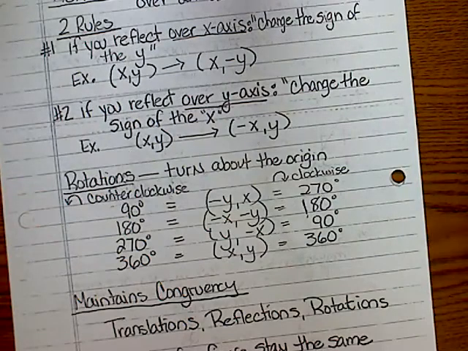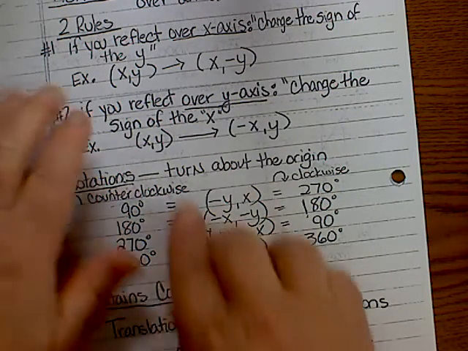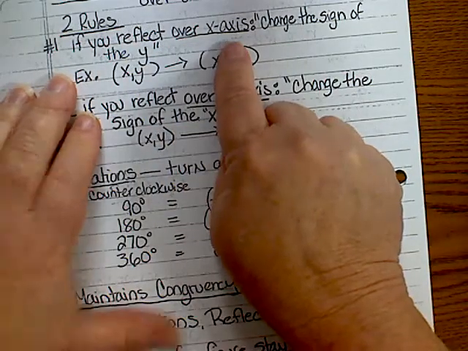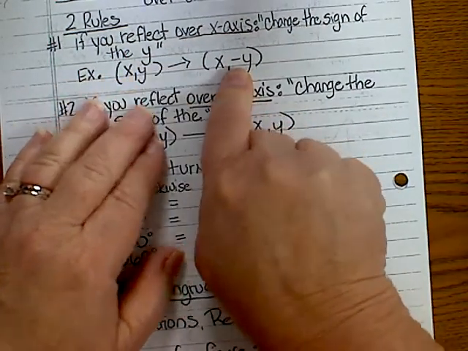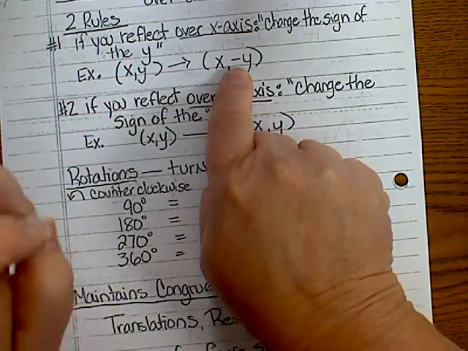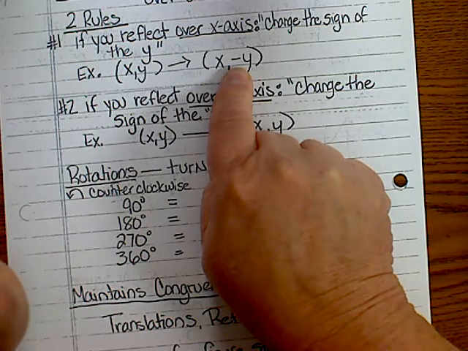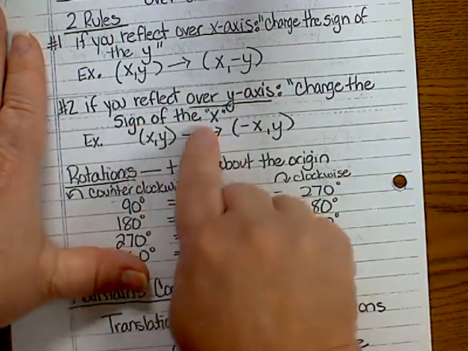Reflections. They flip a figure or a point over the axis. Okay? And they can flip it over the X-axis or over the Y-axis. If you reflect over the X-axis, you change the sign of Y, and that's what that means right there. It doesn't mean that it becomes a negative. It means that you are changing the sign of Y. If you reflect over the Y-axis, it means change the sign of X.